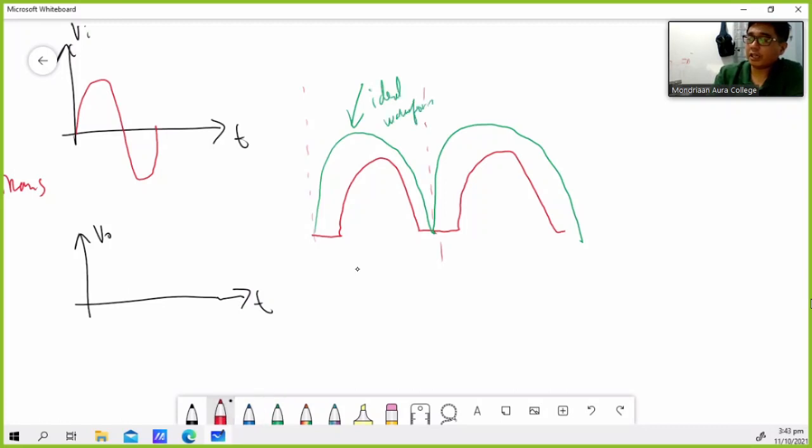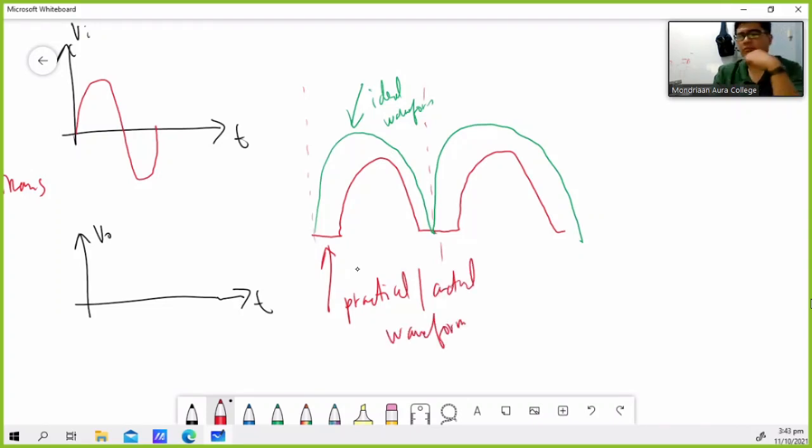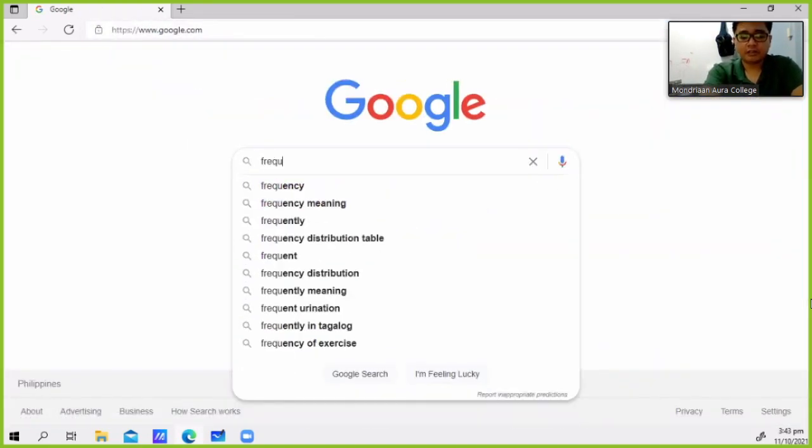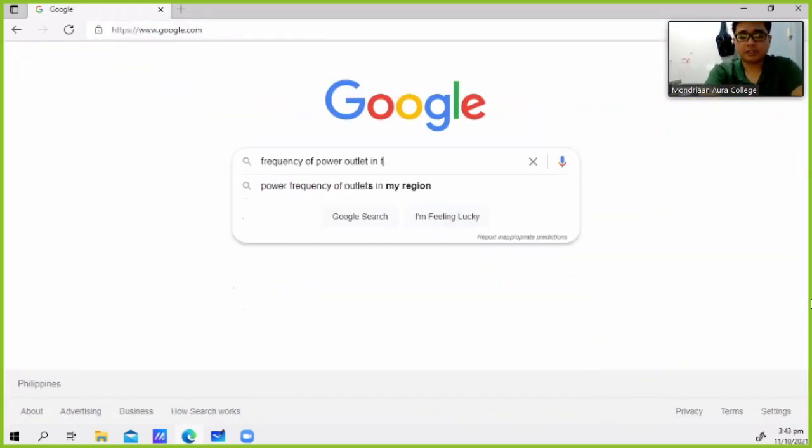And ito naman, yung kulay pula, this is your practical or actual waveform. So the question here is, magkakaroon ba tayong problema? Kasi may 0 sa pagitan ng dalawang outputs natin. Magkakaroon ba tayong problema dyan? Walang problema. Bakit? Remember the frequency of the power na nakukuha natin sa mga outlets natin. So, ano ko sa inyo? Frequency of power outlet in the Philippines.